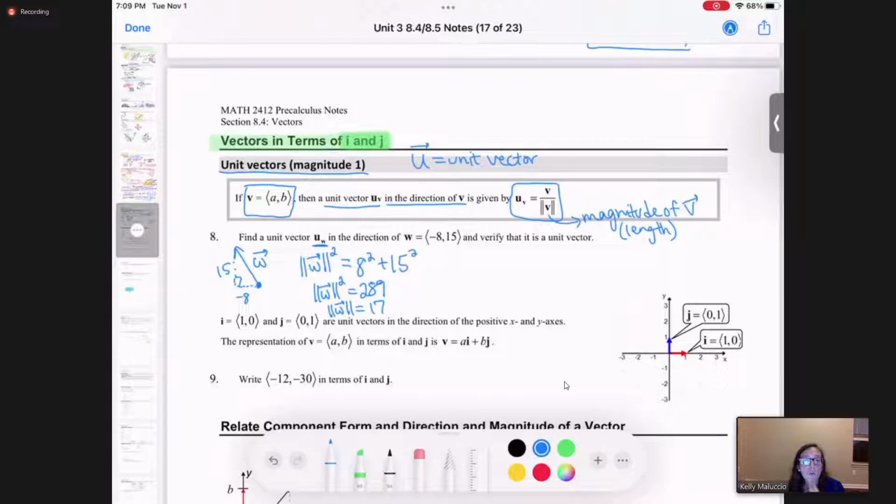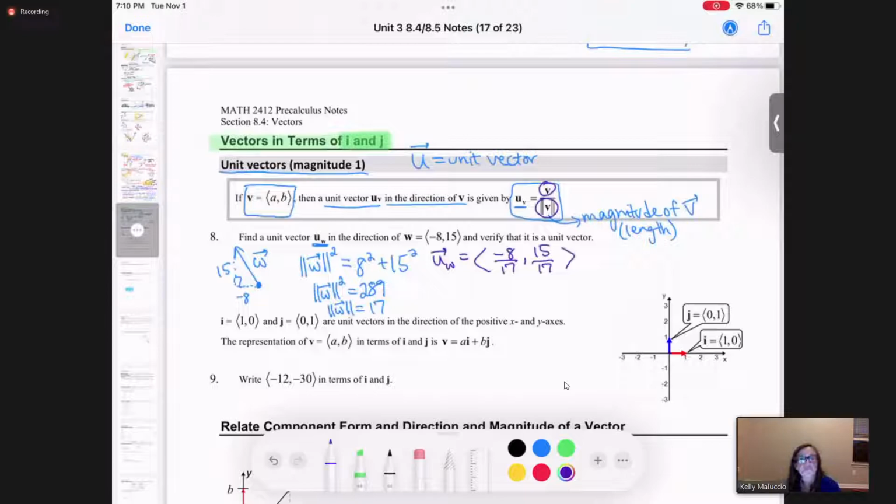So all we have to do to get u sub v, or u sub w in this case, is this: u sub w, and u technically also has an arrow, or maybe w doesn't need it, but if we put the arrow just on the u, that's fine. u sub w is going to be my vector w divided by this number. What that means is I take each piece of my vector, so -8 and 15, and I just divide it by 17.